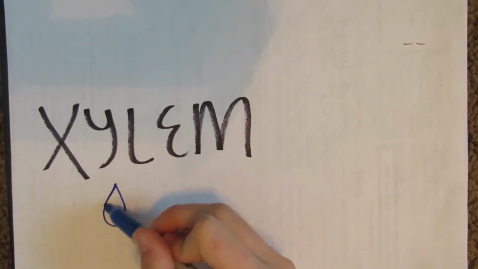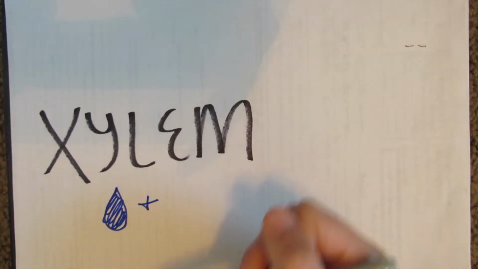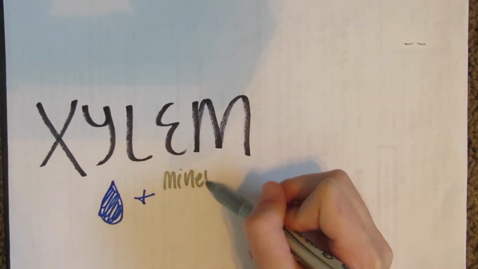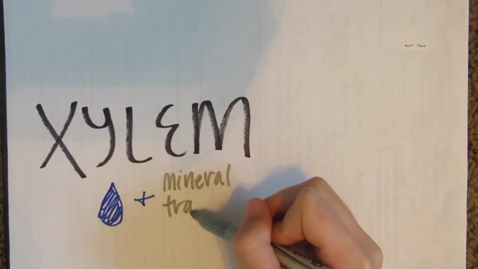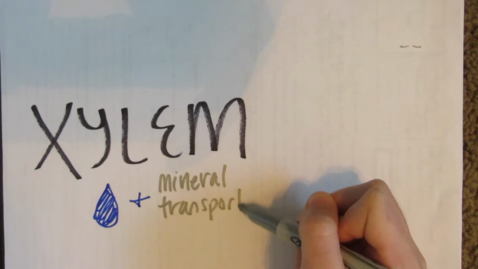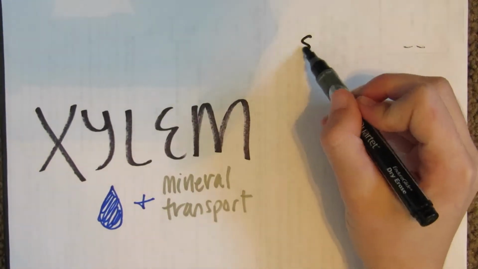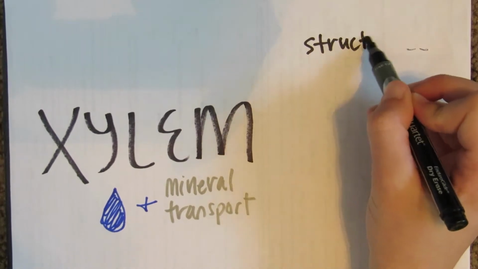There are two tissues in plants, and the one we're going to talk about today is xylem. Xylem carries out long-distance transport from root to stem to leaf and back down again. And the stuff it transports is water and minerals. It doesn't transport sugar.